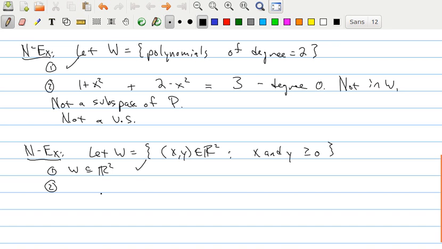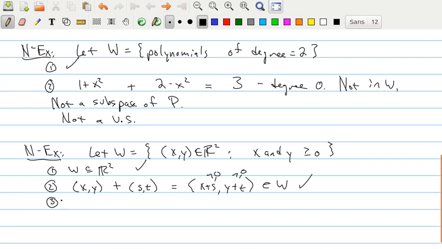If we look at closure under addition, if I take a point x, y, and another point s, t, where these are both in W, that means they're all non-negative, and if I add these together, I get some point x plus s, y plus t. Now if x and s were both non-negative, I add them together, this is non-negative. If both y and t were non-negative, then y plus t is non-negative. So this is again in W. So I know that this subset is closed under addition.